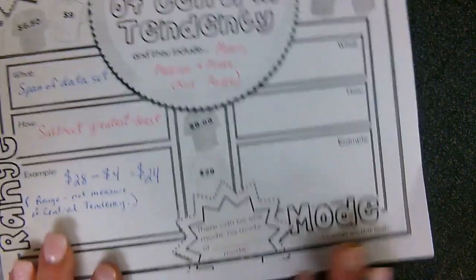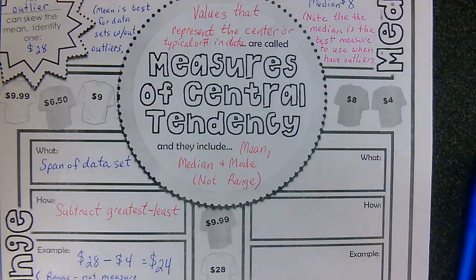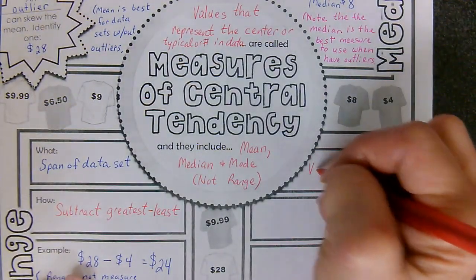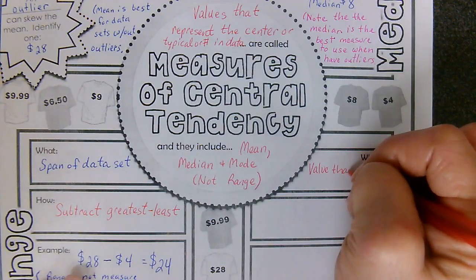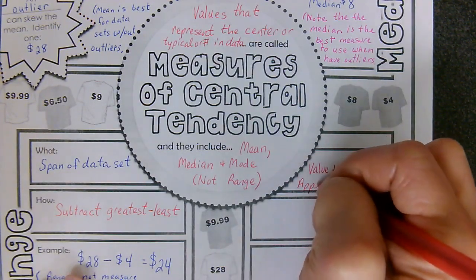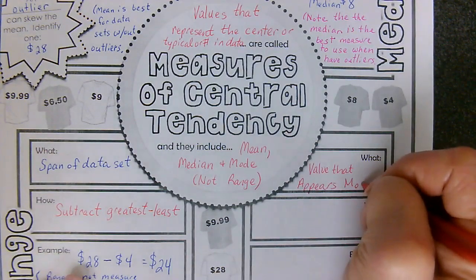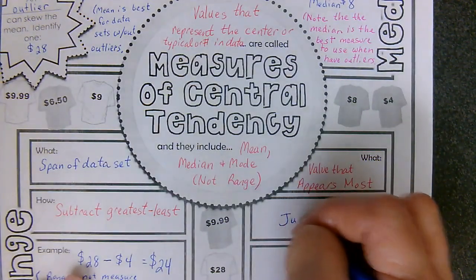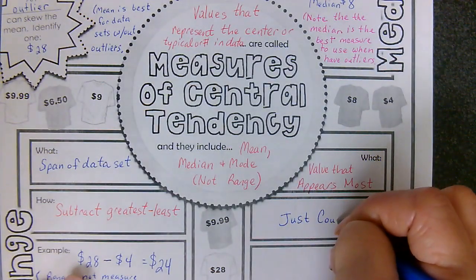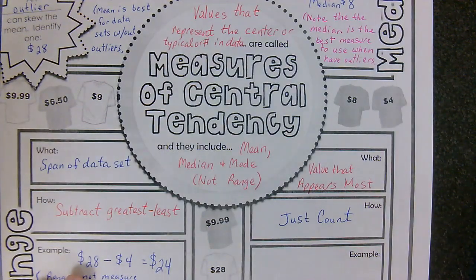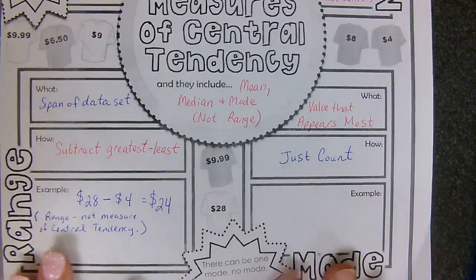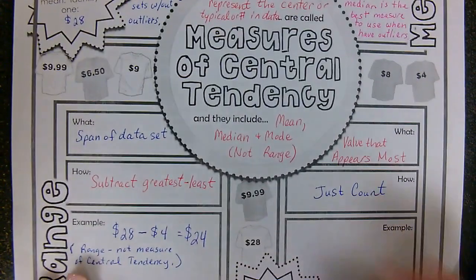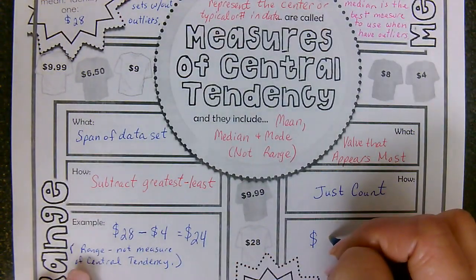Let's go over to this last one here, mode. Okay, so mode. What is mode? It's the value that appears the most. How do we find it? We just count how many times we see the value. Okay, that's pretty easy, huh? And then examples. If you go and you look at all the t-shirts listed on this page, 2 times you're going to find $8 t-shirts. And 2 times you are going to find $9.99 t-shirts.